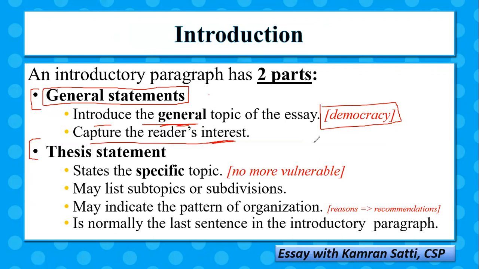Then we narrow it down. And why do we do that? Just to capture the reader's interest, just to give a background. I will discuss in more detail how we write general statements, but here it would suffice to say that we start off our introductory paragraph with some general information about the topic. Here we can write something about democracy, like, it is universally accepted that the fruits of democracy are always there, a statement along those lines.